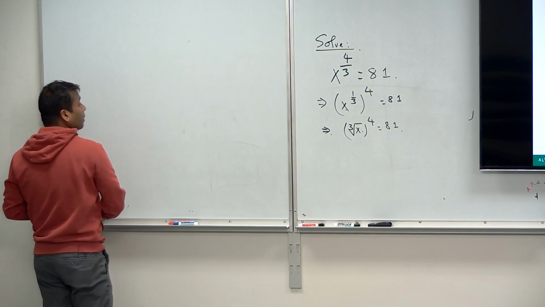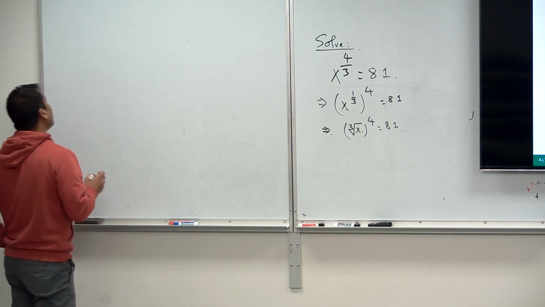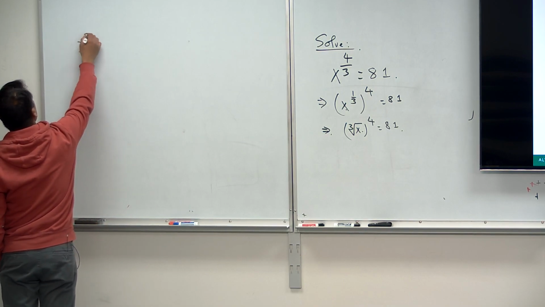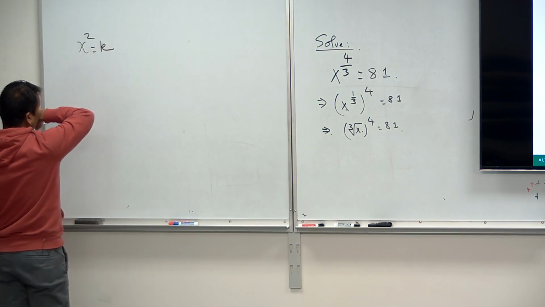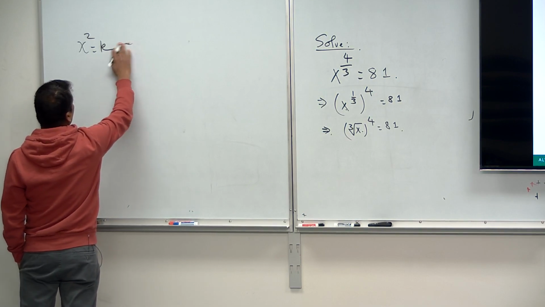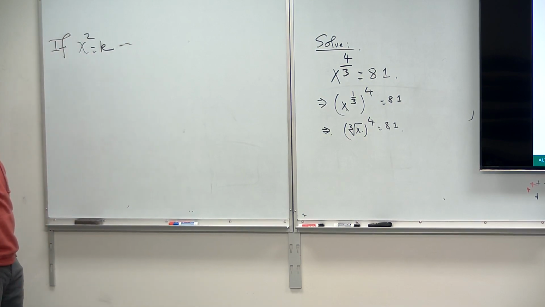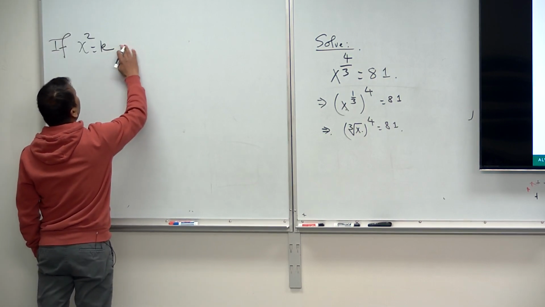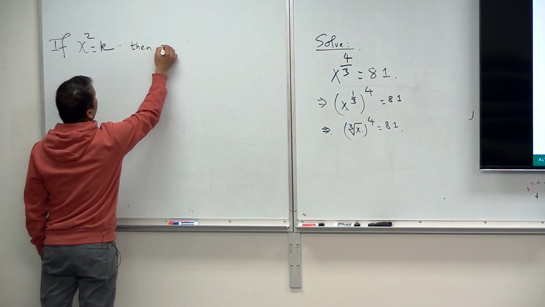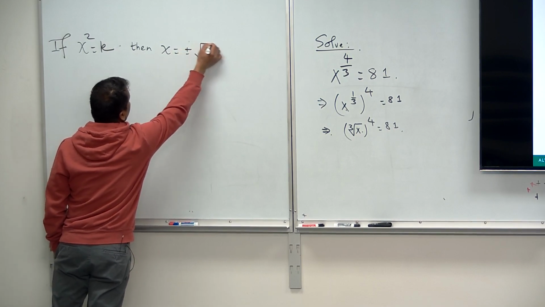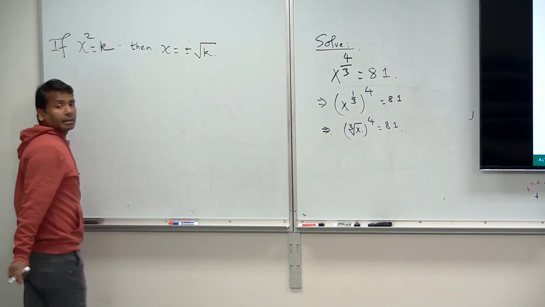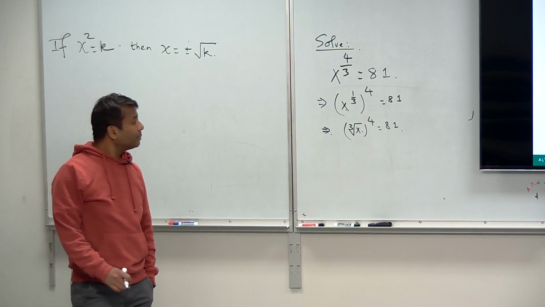So now, remember one thing, guys, the square root property: if x squared equals k, then x equals plus or minus radical k. You know that, right?